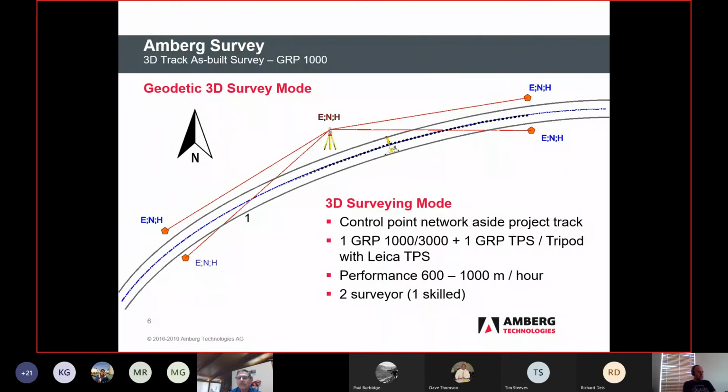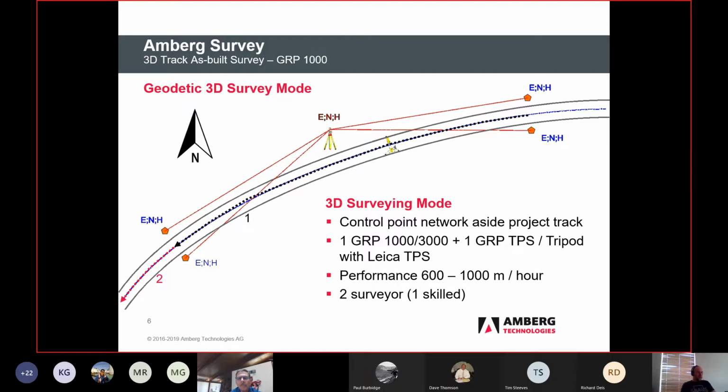So for typical survey, you're going to have a control network. Typically, you're going to set that up along the track. And for the most precise way of doing this, you would set up your total station on one of those points and then measure to the prism on the Amberg. So in this positioning mode, typically you can do about 600 to 1,000 meters an hour. I'd say it requires at least 2 surveyors to do this. And one of those is going to be specifically trained on that Amberg.